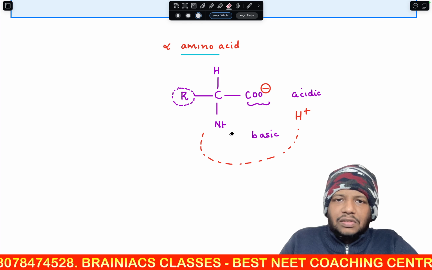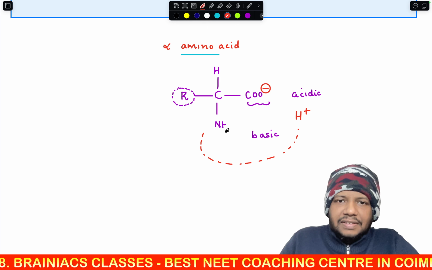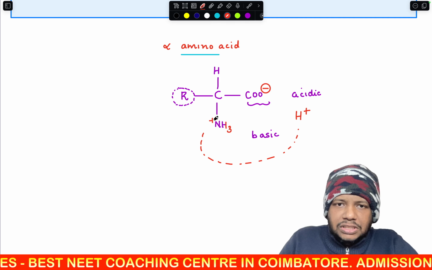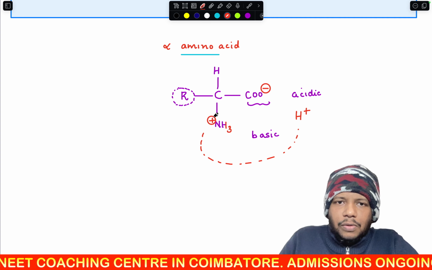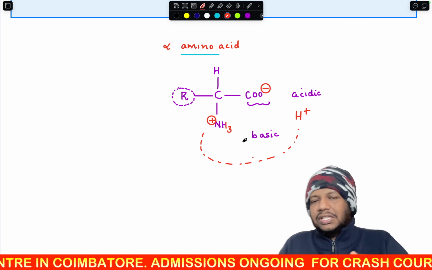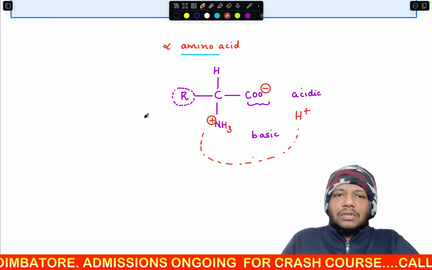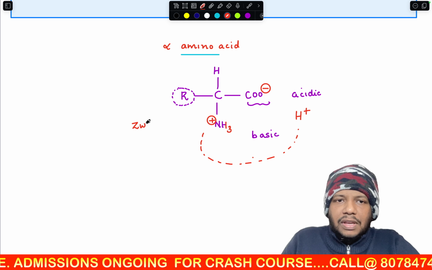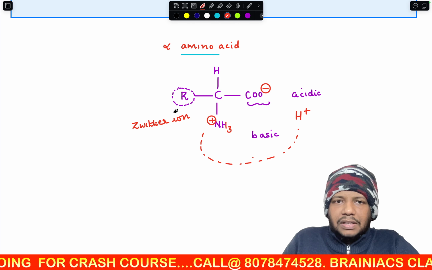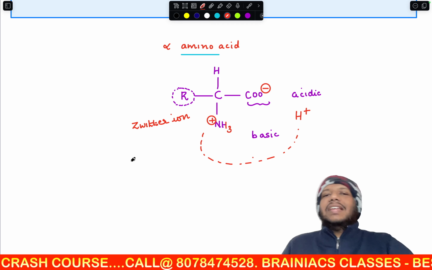So because of that, this will change to NH3 with a positive charge. Now if you see the amino acid, it has both charges, positive and negative. Such a form of existence is called a Zwitter ion. Very important, Zwitter ion. So this is some theory that is required.